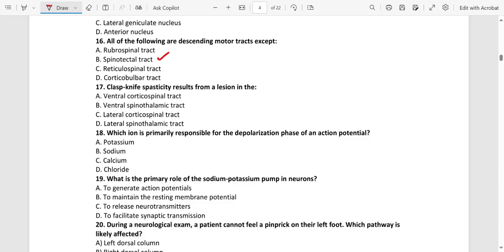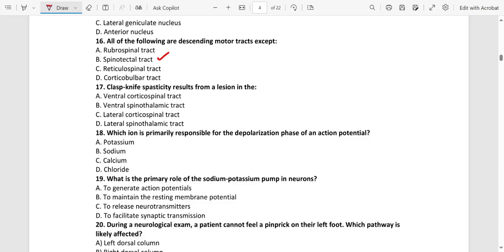So you are going to remove the spinothalamic because this is an ascending tract. We're talking about spasticity. There is basically no supply to the muscles. That's why there is this spasticity. It's not a sensation. It's a motor control. So the answers that remain therefore are ventrocorticospinal and lateral corticospinal. Remove the spinothalamic because those ones are sensory.